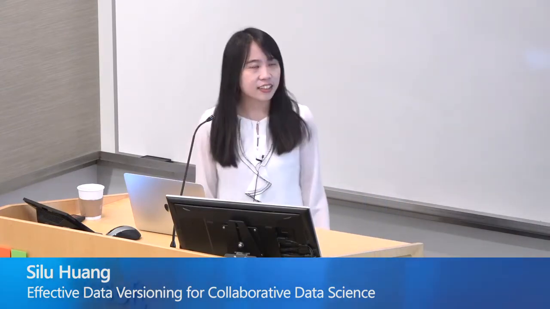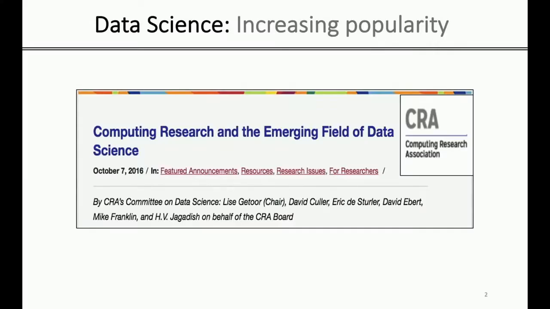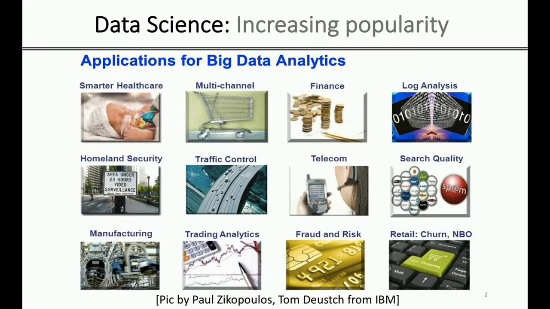So nowadays, data science is increasingly popular and has been recognized as an emerging field. In particular, data science has lots of applications in different areas like finance, healthcare, manufacturing, and retail. So what does the data science lifecycle look like?